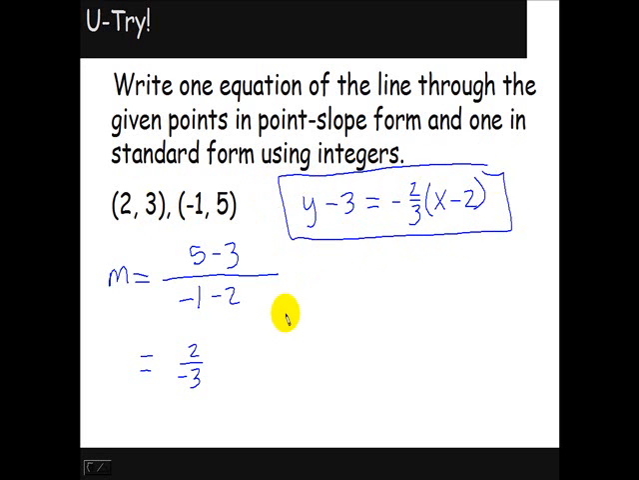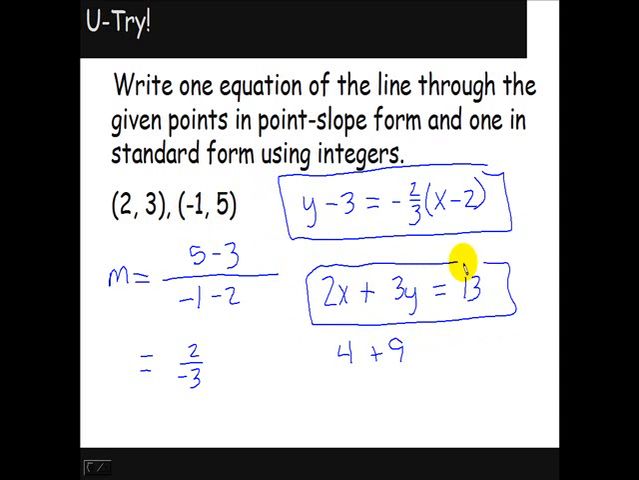Let's go ahead and do standard form. Ax plus by, so I've got a 2x, I've got a 3y, equals, we don't know yet. This is negative, so the opposite would be positive. Let's put in the 2 and the 3 and see what we get. 2 times 2 is 4, plus 3 times 3 is 9. That's going to be 13. Let's check that with the other point. That'd be negative 2 and 15. That also equals 13 when you add them together. So we're good.